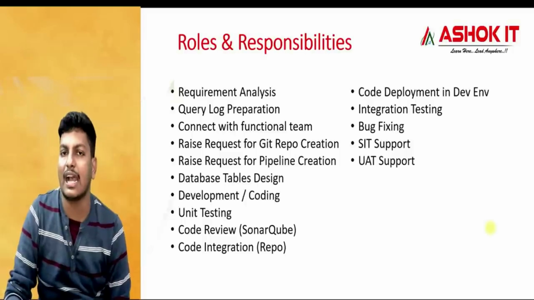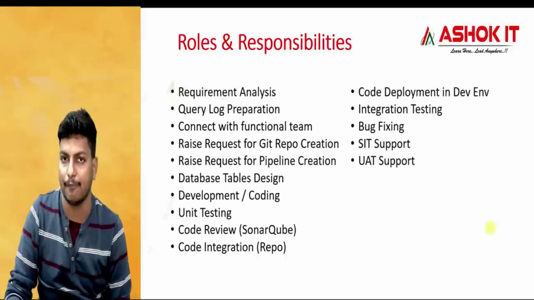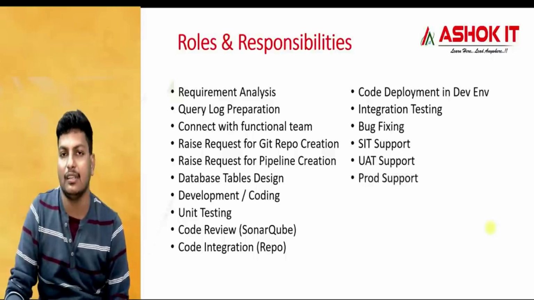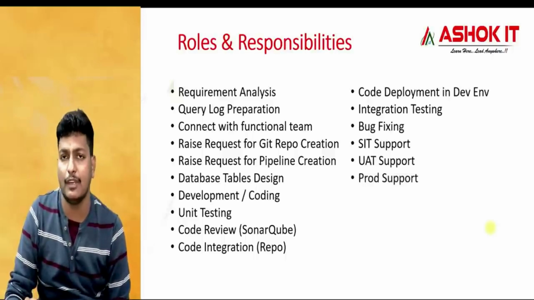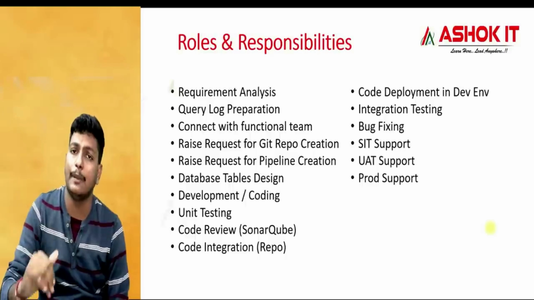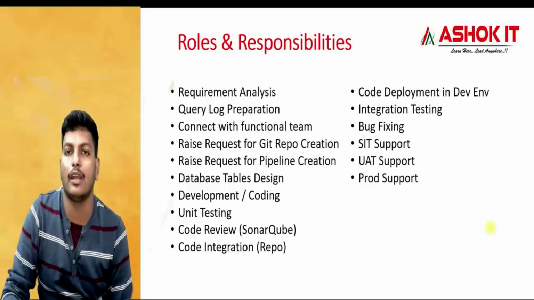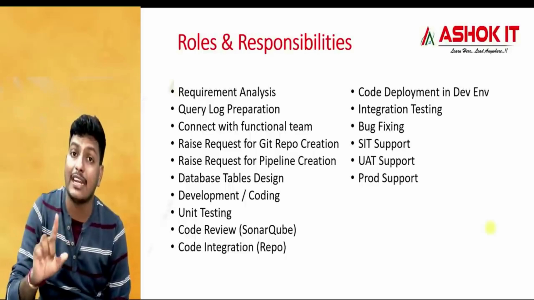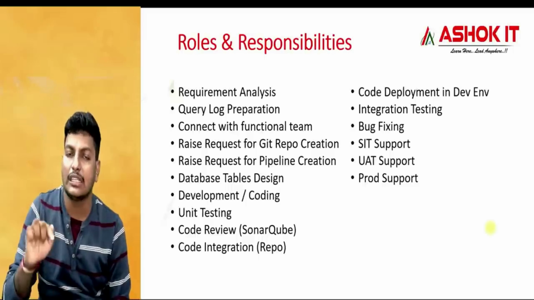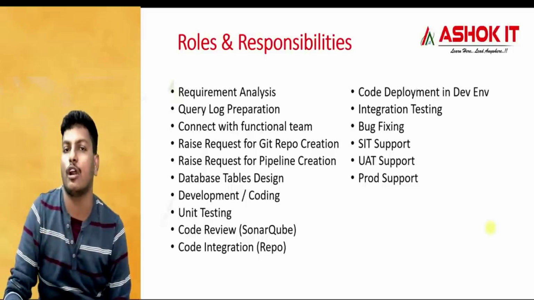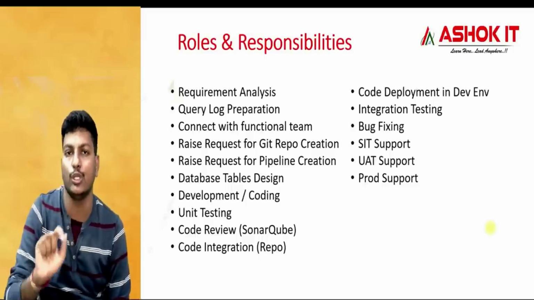If any issues occurred in the UAT, we need to support, we need to fix those issues also as part of that bug fixing. Once UAT is completed, then pre-prod staging environments will be available. After that, code will be promoted to production environment. Production environment is the final environment of our application. The code which is deployed in the production environment will be accessed by end users.